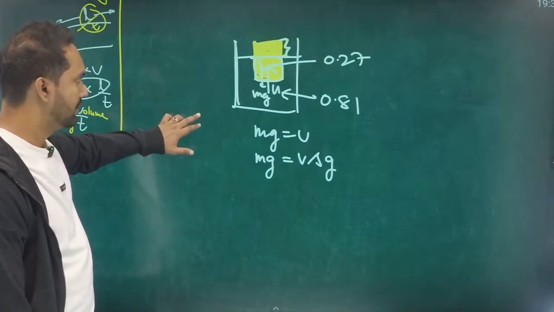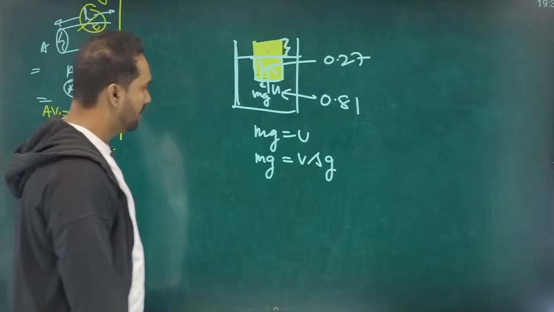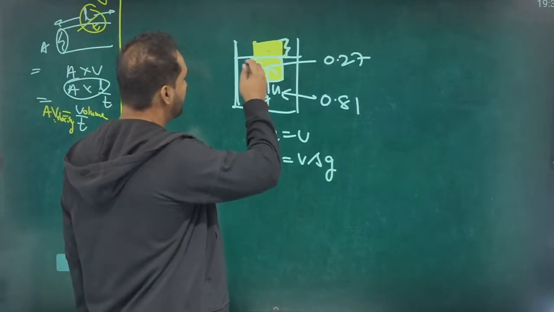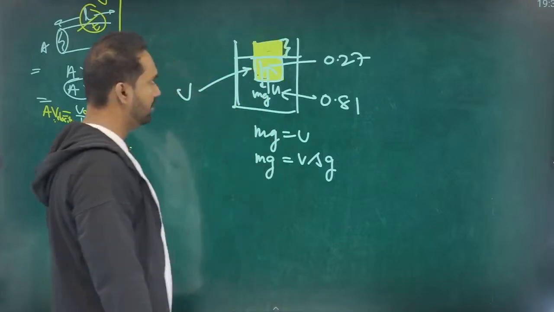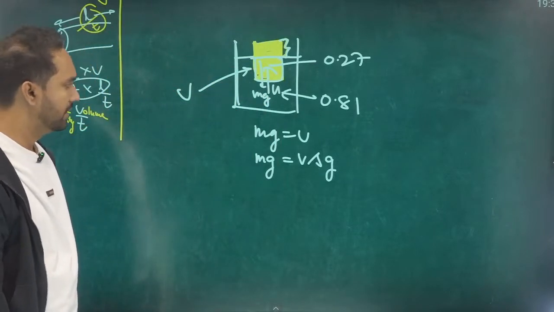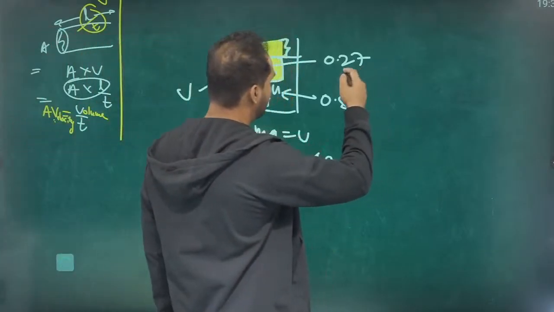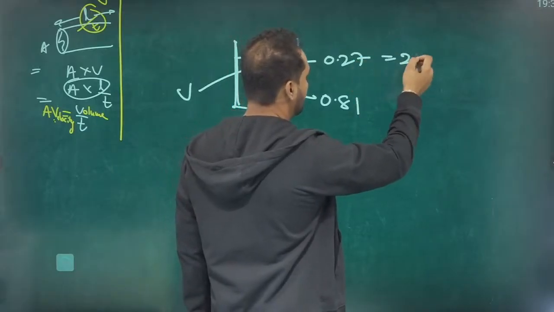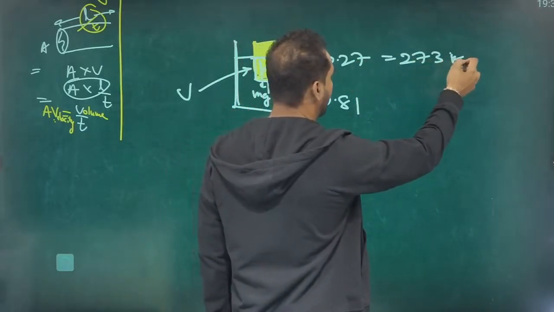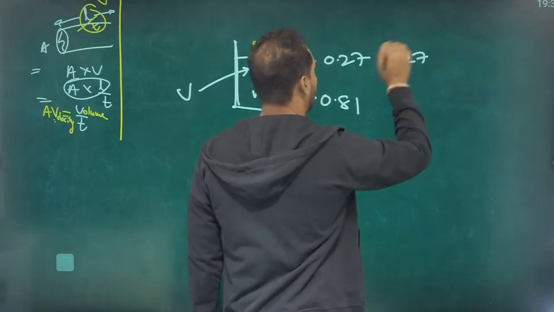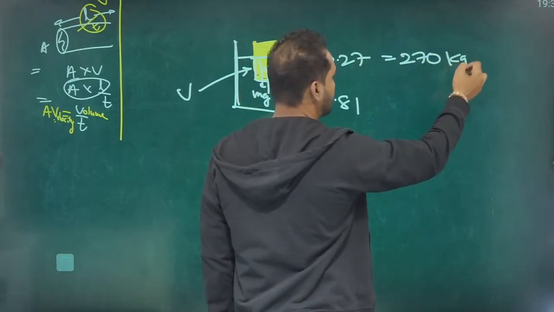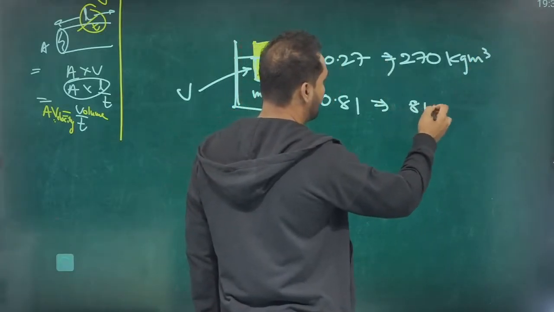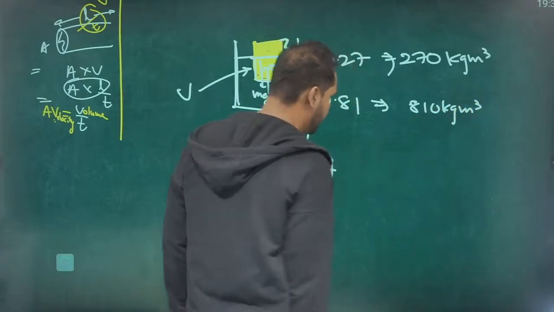Now I'll take the total volume of the cube as V. And we know the relative density is given, so the density should be this multiplied by 1000. That is 270 kg per metre cubed for the wood, and for the liquid it should be 810 kg per metre cubed.